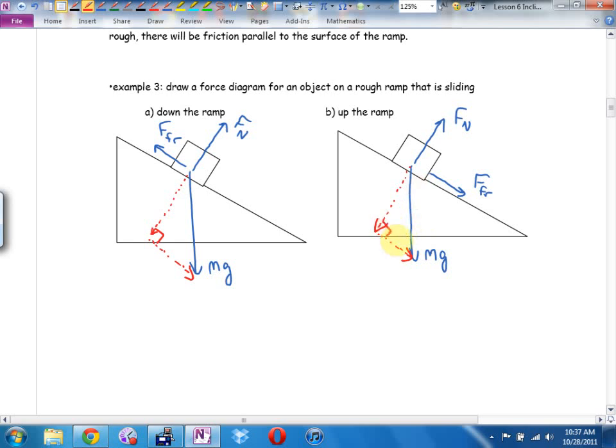And I'm going to give these names. I'm going to call this MG perpendicular. My symbol for perpendicular is an upside down capital T because it's at 90 degrees to the ramp. And I'm going to call this MG parallel because that section is parallel to the ramp. And the symbol for parallel is two parallel lines.